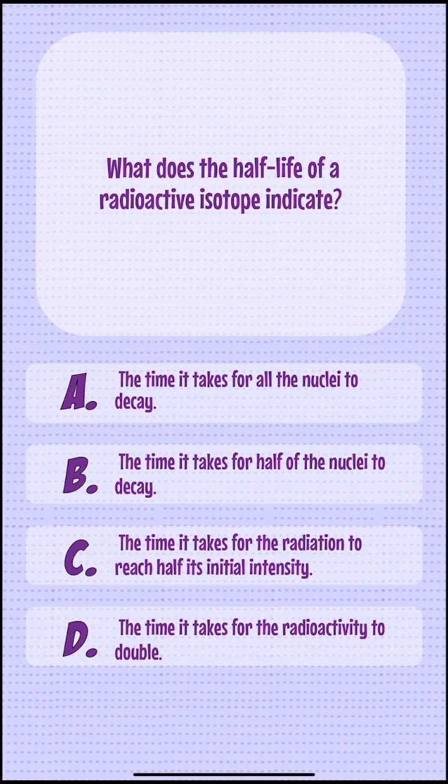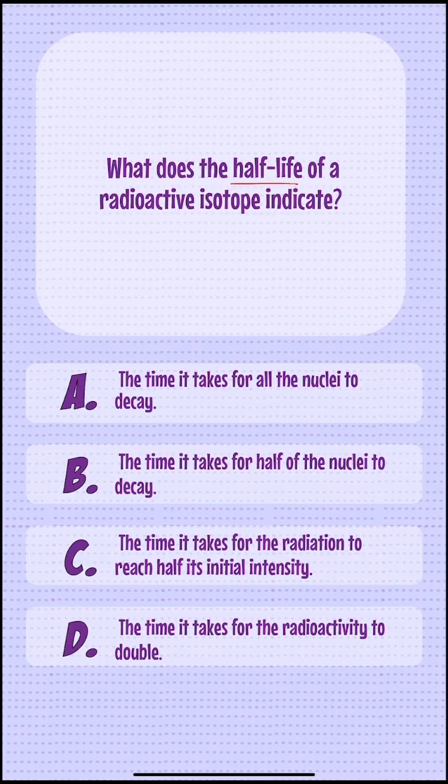Next one. Okay, so this is another important part of radioactivity. What does the half-life of a radioisotope indicate? Let me know what you think the answer is and tap on the screen a few times. A, B or C. The time it takes for all the nuclei to decay, the time it takes for half of the nuclei to decay, the time it takes for the radiation to reach half its initial intensity, the time it takes for radioactivity to double.